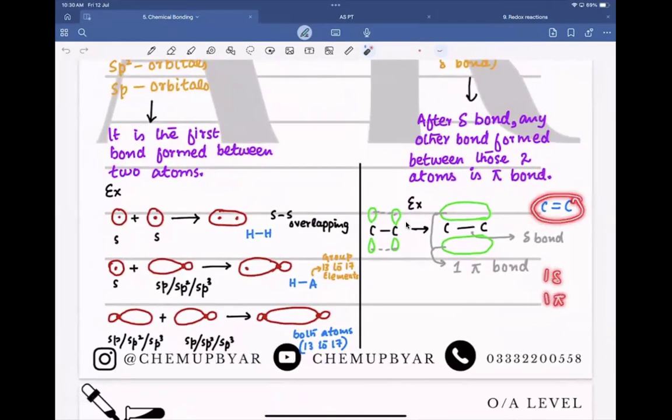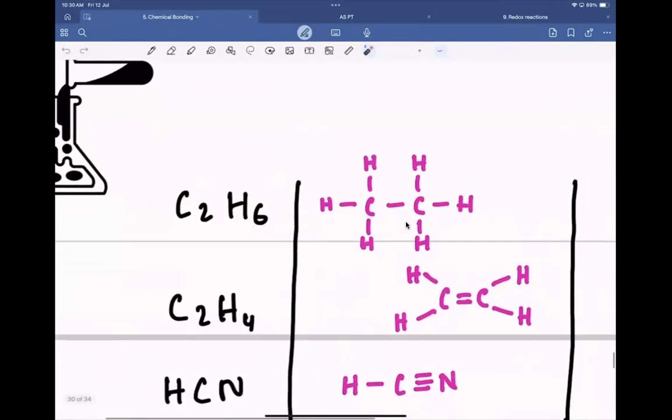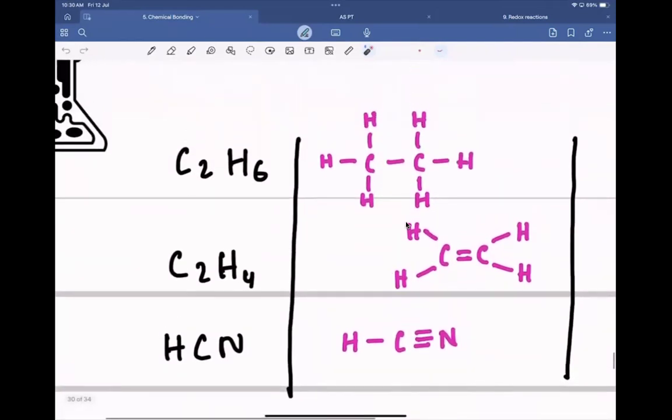Okay, now it's for you. For the first one, can you tell me how many sigma bonds are there and how many pi bonds are there?